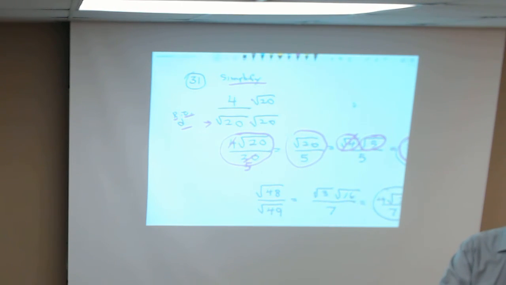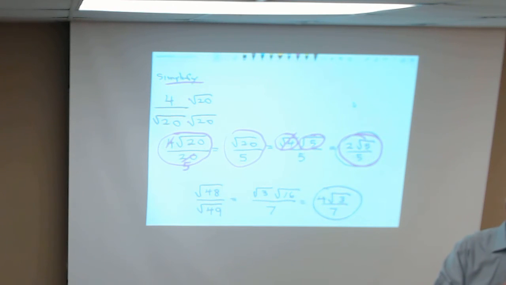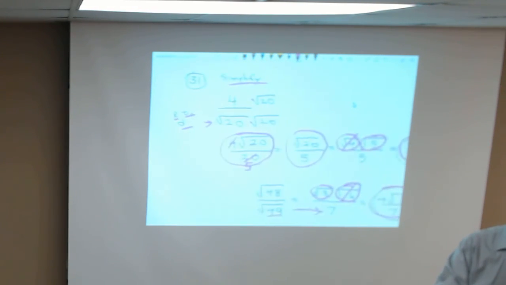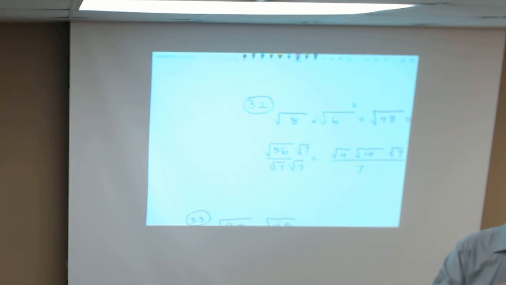48 over 49, that's too easy. I don't think that'll be on the test. 48 is just the square root of 3 times the square root of 16. The square root of 49 is 7, so that's just 4 radical 3 over 7. Number 32.